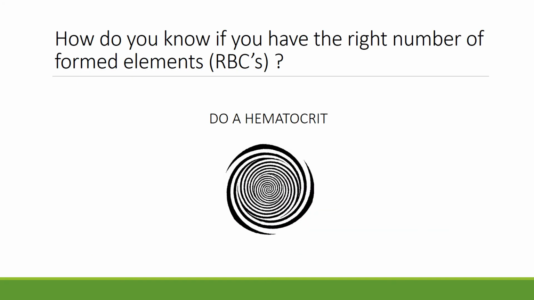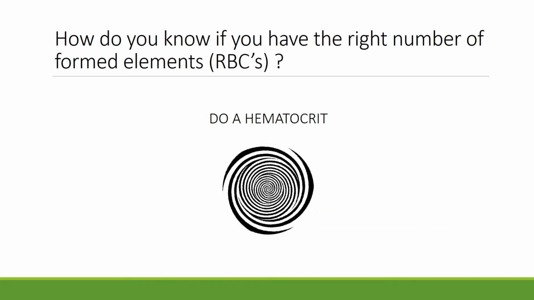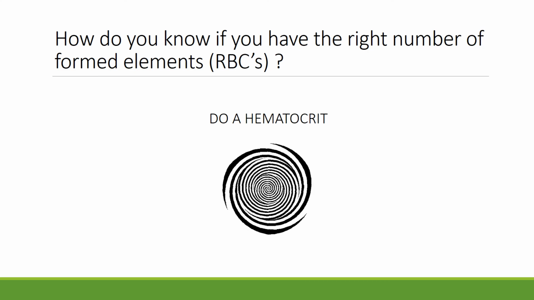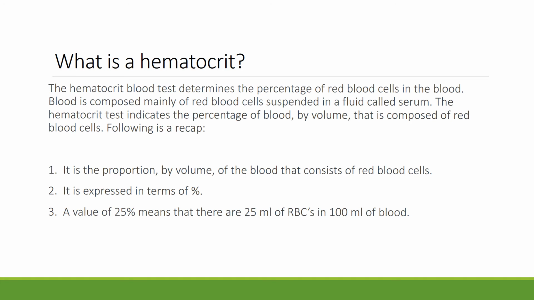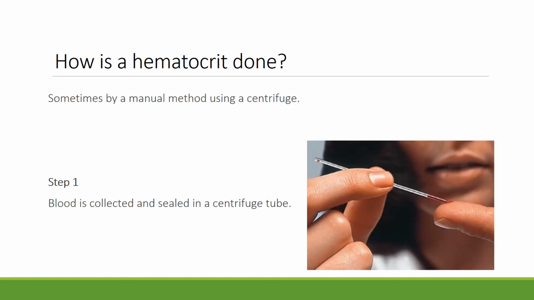So how do you know if you have the right number of formed elements, which are primarily red blood cells? The answer is you do a hematocrit. A hematocrit tells you what percentage of your blood is actually red blood cells. So if you have a value of 25%, it means that there are 25 milliliters of red blood cells in 100 milliliters of blood. So how is a hematocrit done?